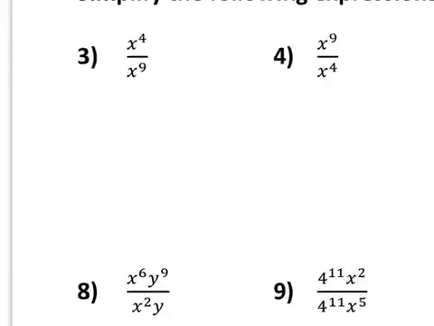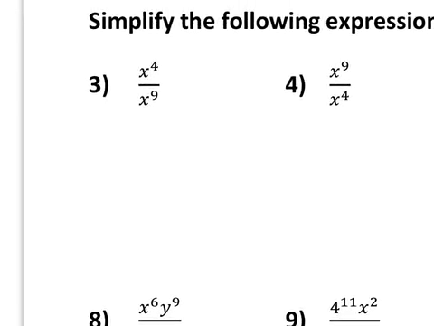The big thing to be aware of when we are dividing exponents rather than multiplying them is that we want to subtract the exponents now. When we were multiplying exponents, we always added them together. Now that we're dividing them, we're going to do the opposite. We're going to subtract the exponents, but the bases are going to stay the same.